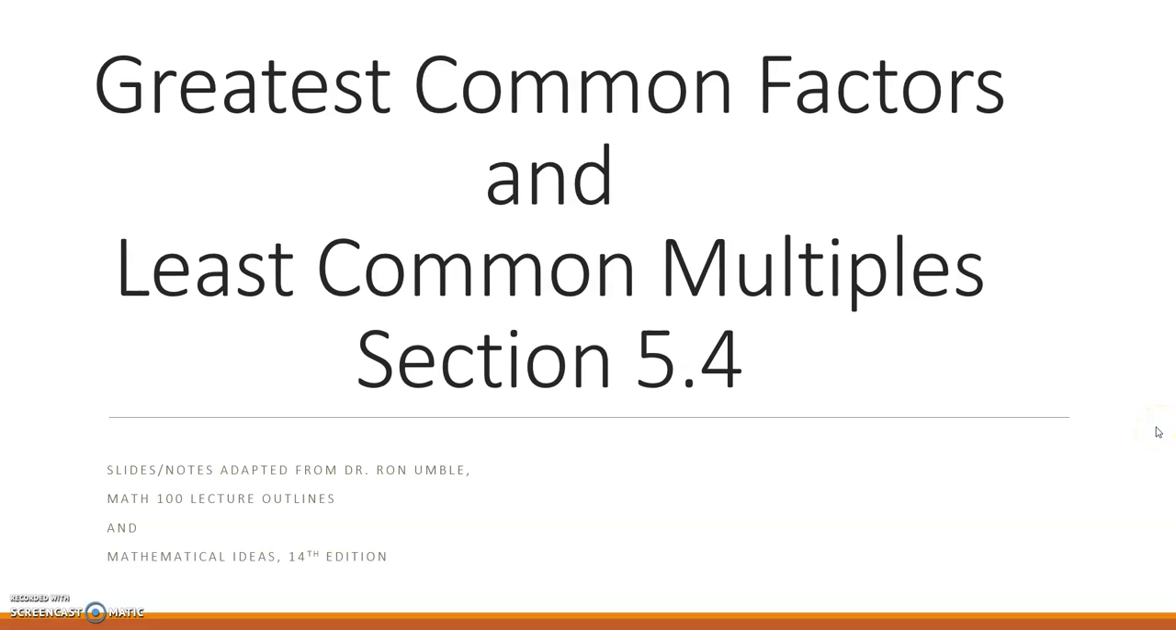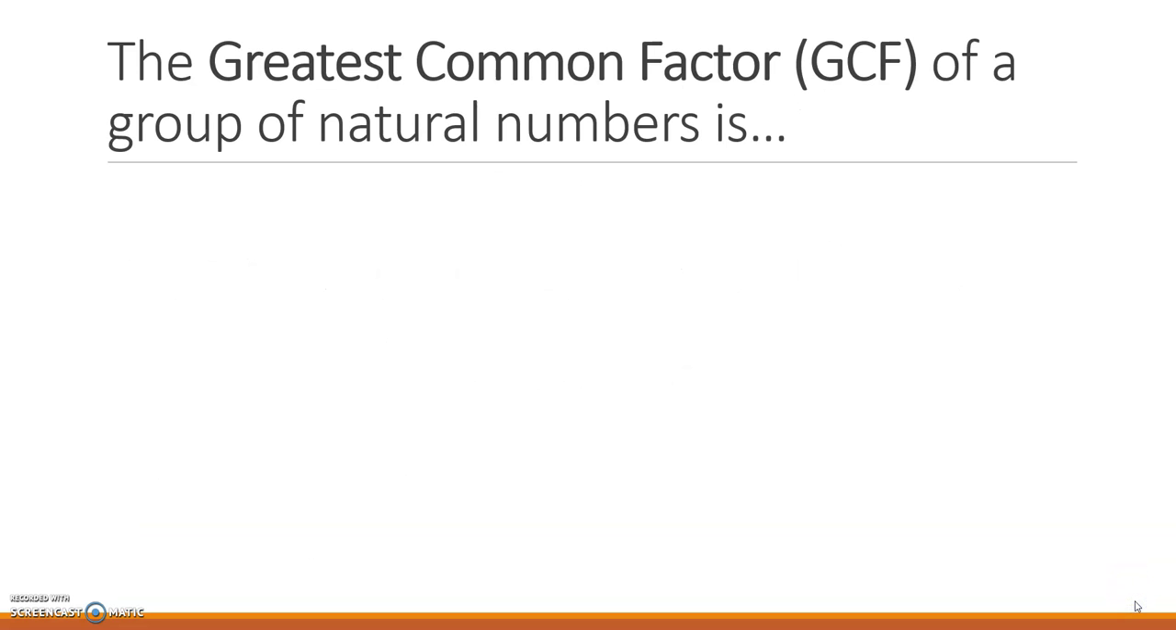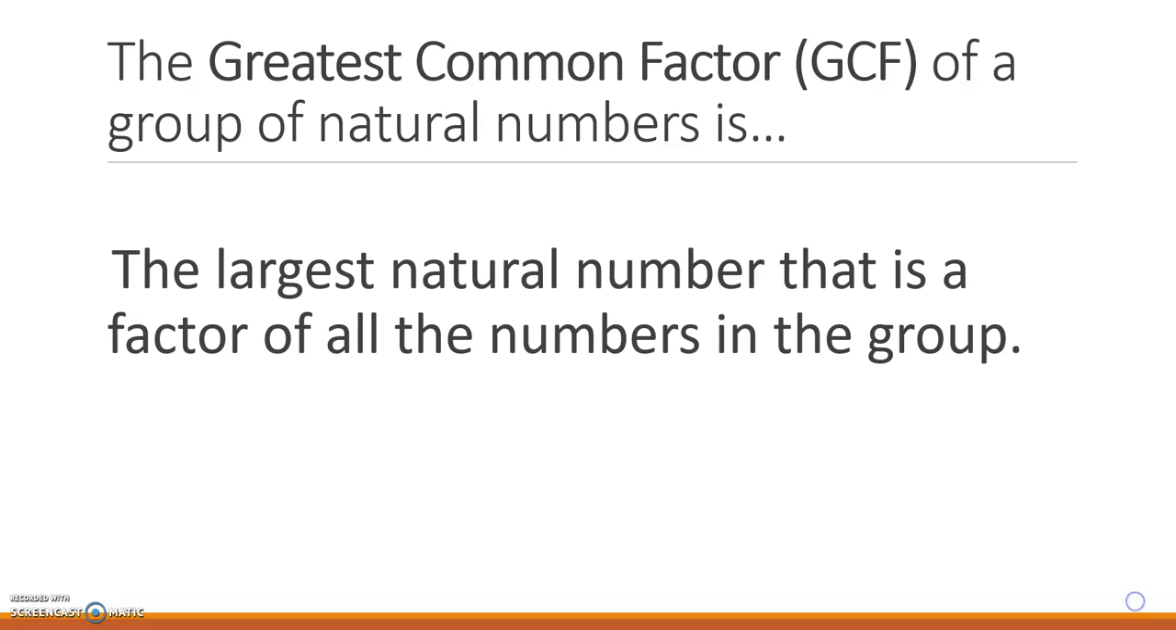Greatest common factors and least common multiples, section 5.4. The greatest common factor of a group of natural numbers is the largest natural number that is a factor of all the numbers in the group. Most often we find the greatest common factor of two numbers. However, you can find the greatest common factor of more than two numbers, and that is why the word group is being used.